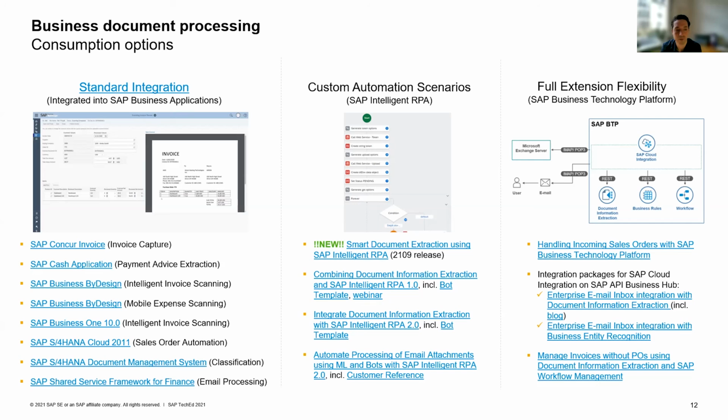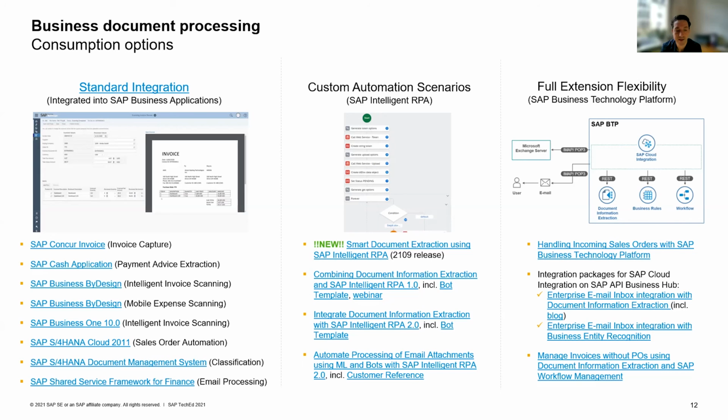So here, for example, you'll find invoice-related capture functionalities in SAP Concur Invoice, which is an accounts payable module in SAP Concur. We provide it also within SAP Cash Application for payment advice extraction. You will find these capabilities also in Business ByDesign, in Business One also, so for the small and mid-sized companies. There is also a specific use case for sales order automation in SAP S/4HANA Cloud.